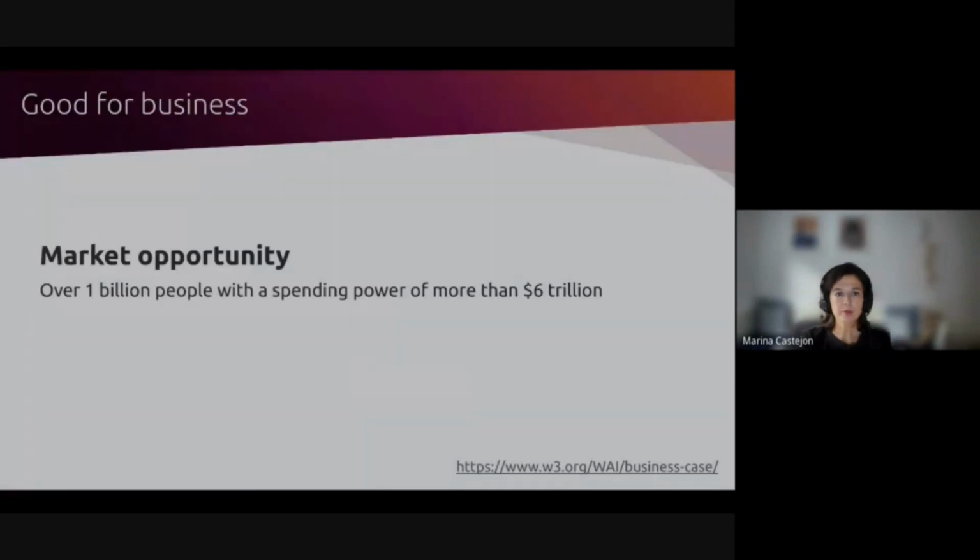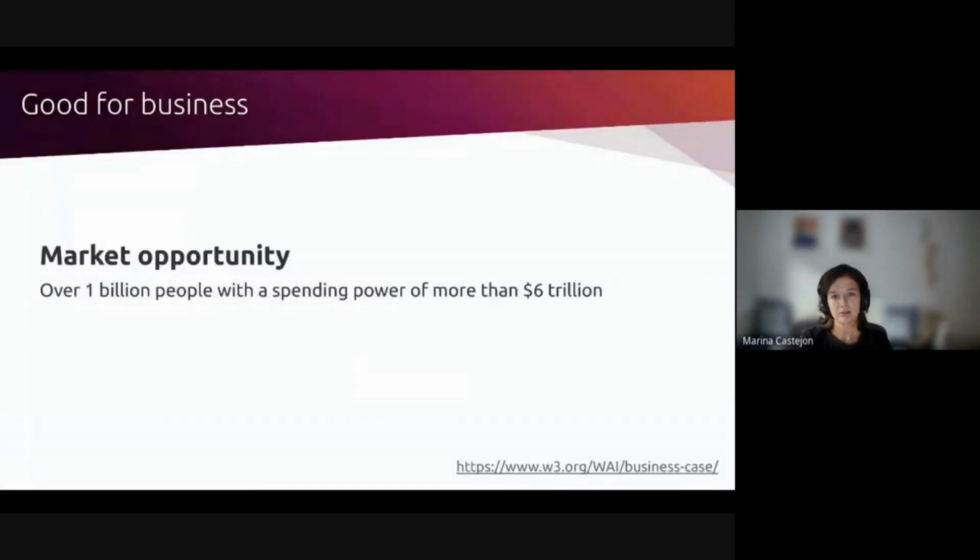So apart from avoiding fines, another very good argument to work on accessibility is that accessibility is not a niche market anymore. W3C estimates that there are 1 billion people in the world with a recognized disability and with a spending power of more than $6 trillion.